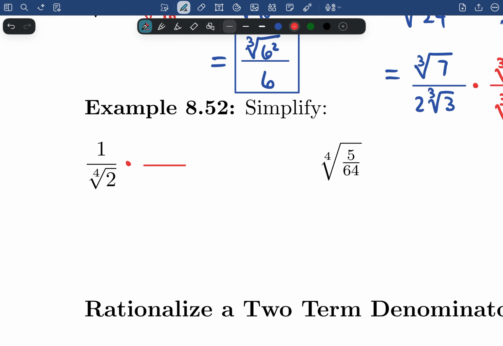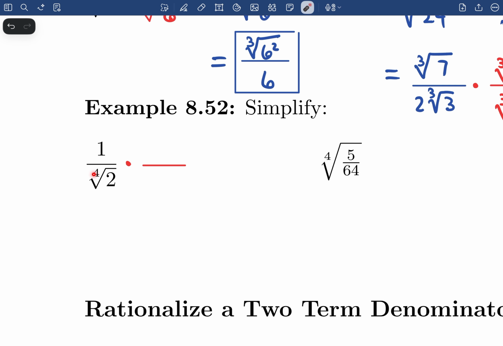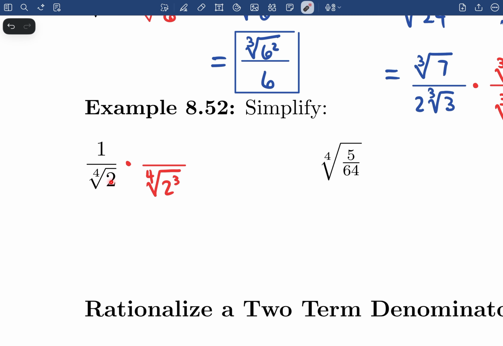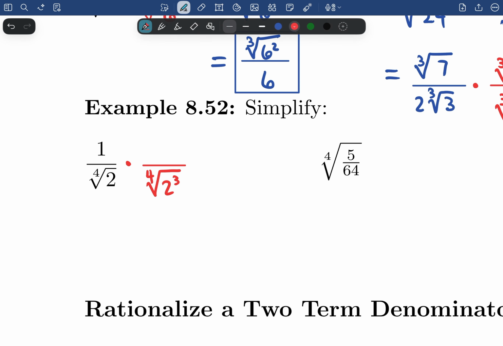So when I see this first part of the example, I look at this fourth root of 2, and I say, well, I need to create a fourth root of 2 cubed, because I need to have 2 times 2 to the 4th power, right? My index value is 4, so I get 2 times 2 times 2 times 2. That's why I'm putting 2 cubed right here. And I do that on top and bottom of the fraction. Great.